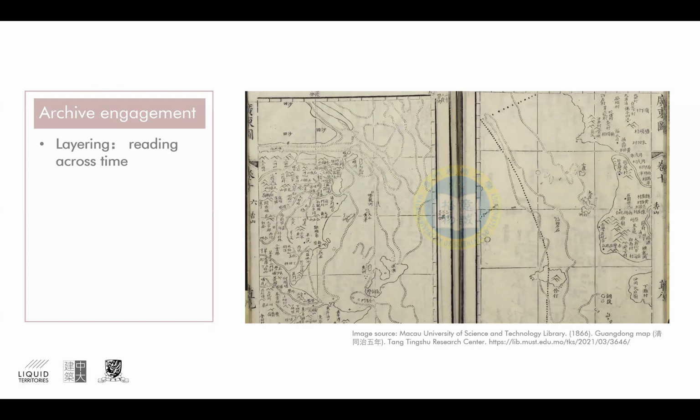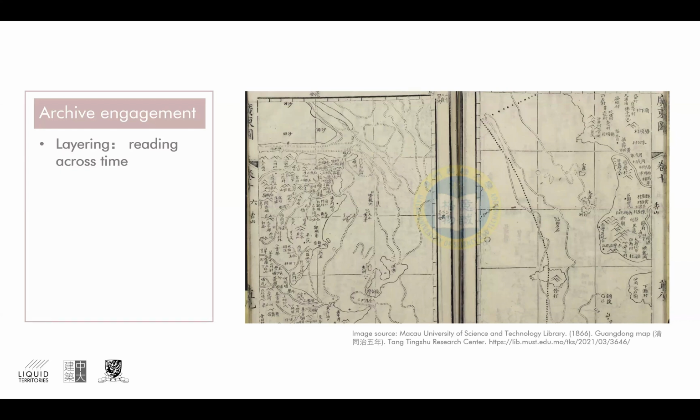So the second way is layering. This is quite helpful in maps as urban research and design students. So layering means overlaying. It can mean overlaying historical and modern maps.